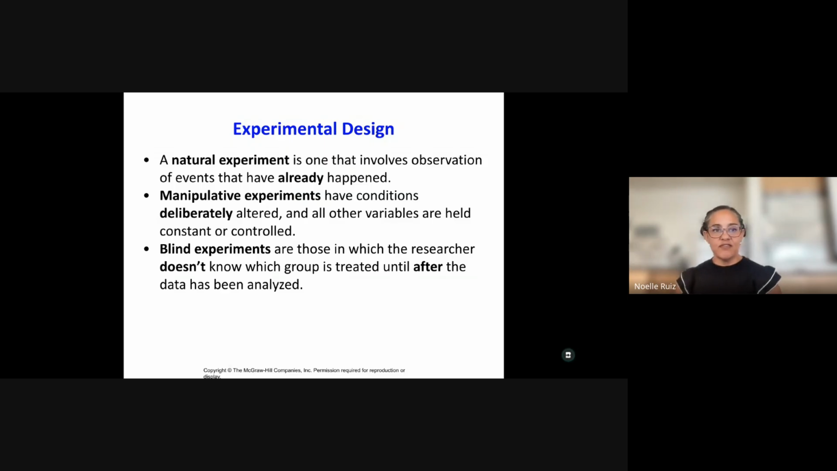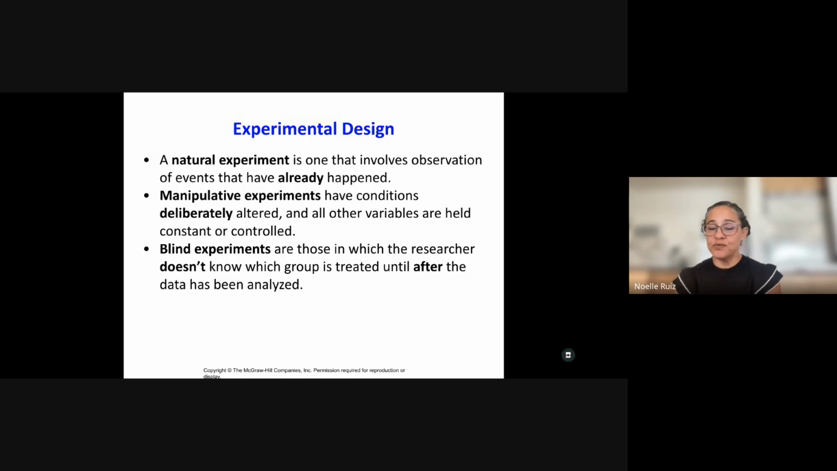Manipulative experiments have conditions deliberately altered and all other variables are held constant or controlled. Out in nature, there's not very much you can control. So observation is key. But in the lab, like a lot of medical experiments, those are manipulative experiments. You take a group of people with a headache, you split them into groups of 3. Group A gets Tylenol, group B gets Advil, group C gets a placebo or a sugar pill. And then in the end, you compare how well those medications helped make their headaches go away. We manipulated that one factor.